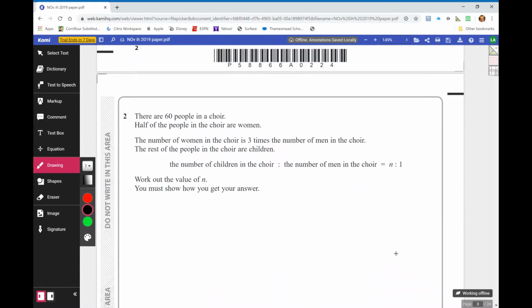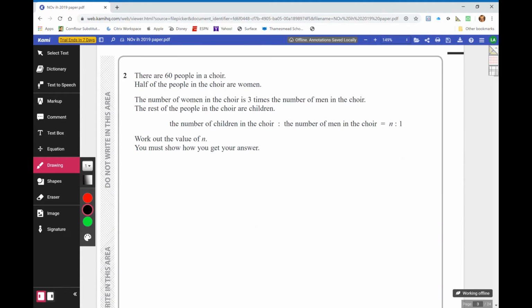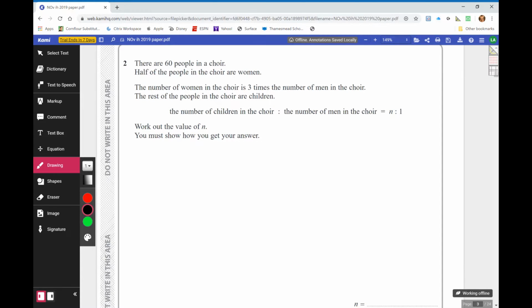Okay, question 2. There are 60 people in the choir, half the people in the choir are women. The number of women in the choir is 3 times the number of men. The rest of the people in the choir are children, and then you have to give a ratio as n: children to men, n to 1.